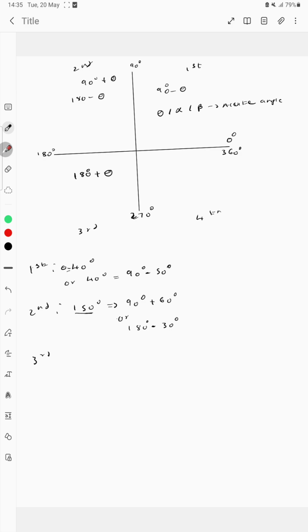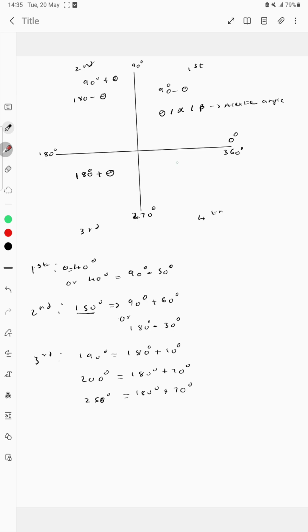In the third quadrant, all angles can be represented by 180 plus theta. You have angles like 190, 200, or 250. 190 we can write as 180 plus 10 degrees, 200 as 180 plus 20, and 250 would be 180 plus 70.